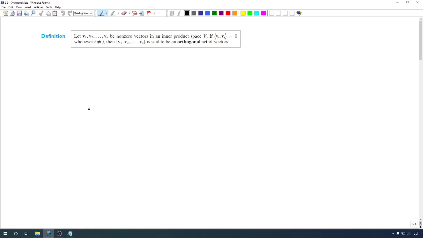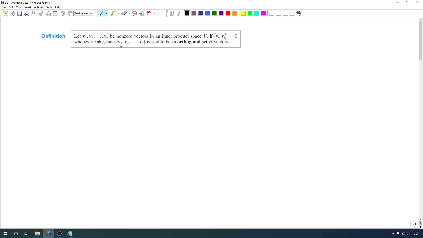Now that we've defined inner products, we are going to focus on vectors that are orthogonal to each other in whatever arbitrary vector space we're talking about. If we know that vectors are orthogonal, that usually makes them a lot easier to work with. So first, let's consider a collection of vectors, v1 through vn. If every vector in the collection is orthogonal to every other vector in the collection, we will say that we have an orthogonal set of vectors.